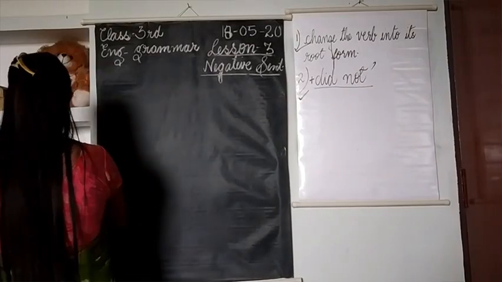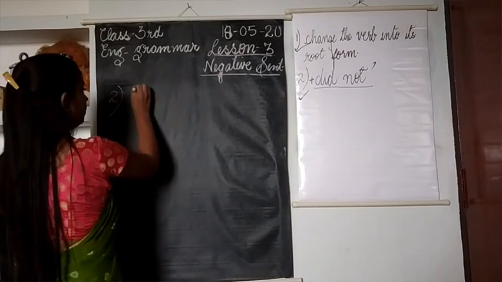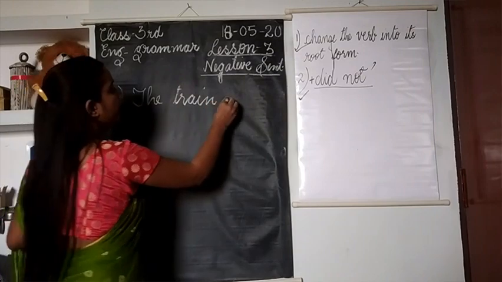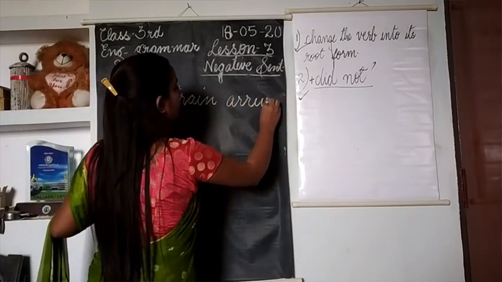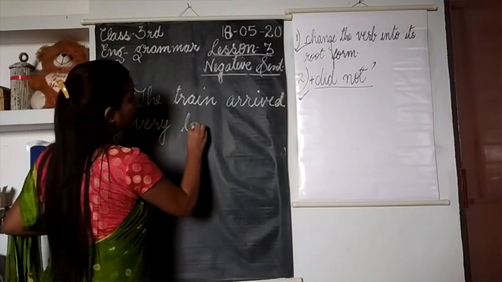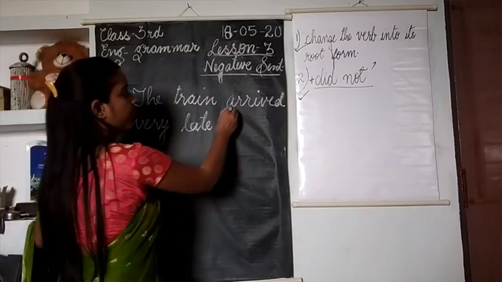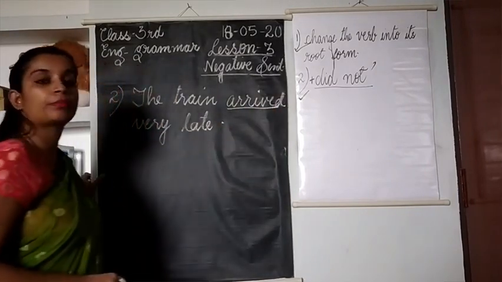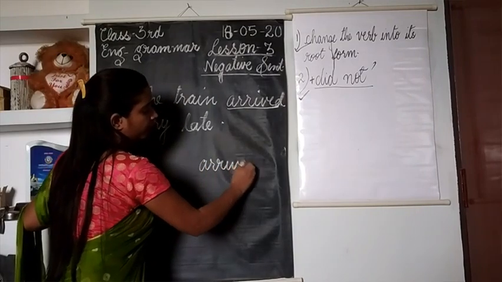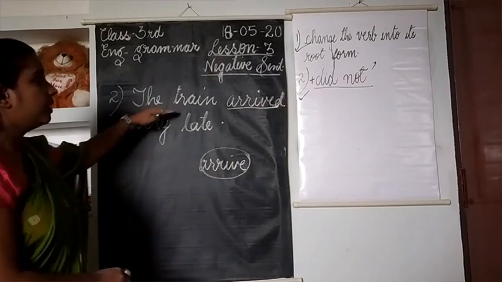Okay, so let's see another example, children. Number 2. The train arrived very late. You can see here in the sentence, children, arrived is the verb, which is the second form of the verb arrive. So the sentence is in past tense.